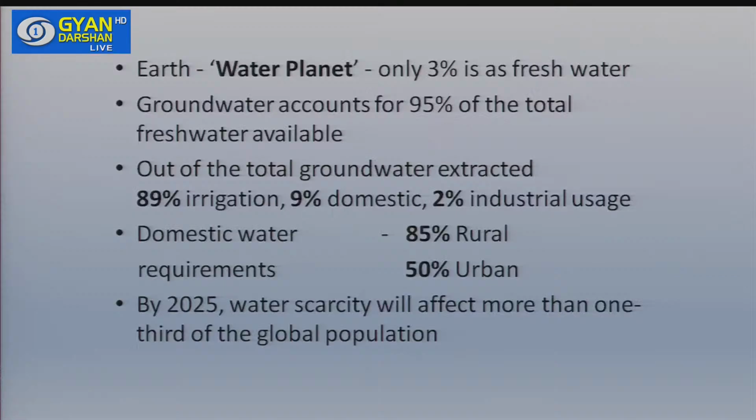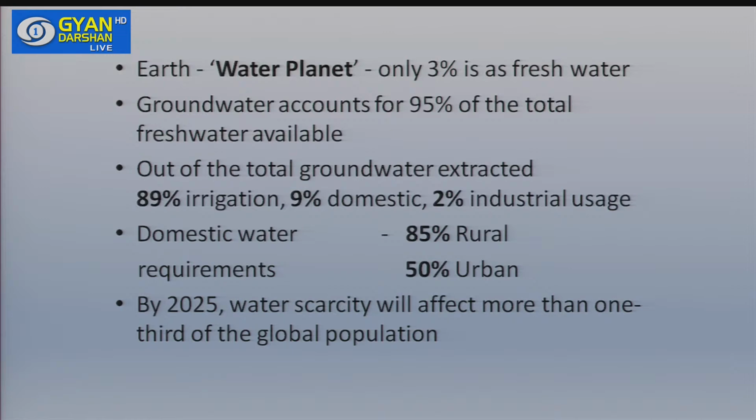Before going to groundwater, our planet Earth is known as the water planet, and on this planet we have only 3% fresh water. Of this fresh water, groundwater accounts for 95% of the total fresh water available. Of the groundwater extracted, 89% is used for irrigation, 9% for domestic purposes, and 2% for industrial usage. For domestic usage, water use is 85% in rural areas and 50% in urban areas.